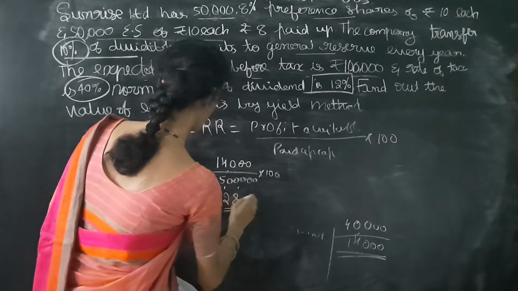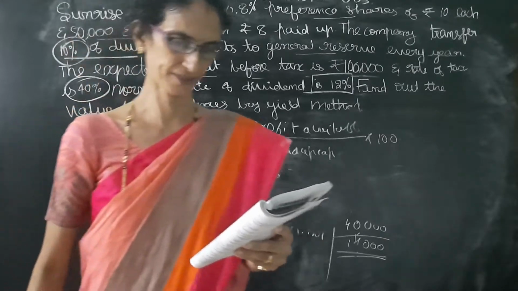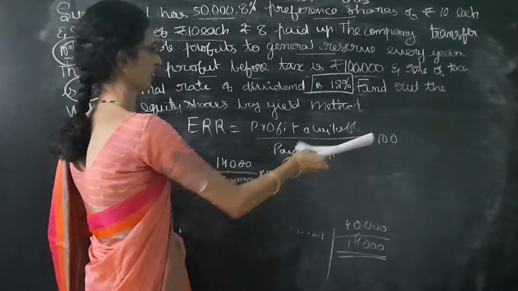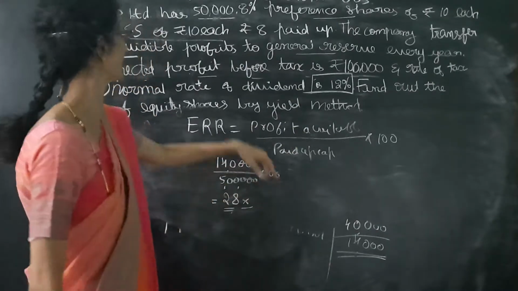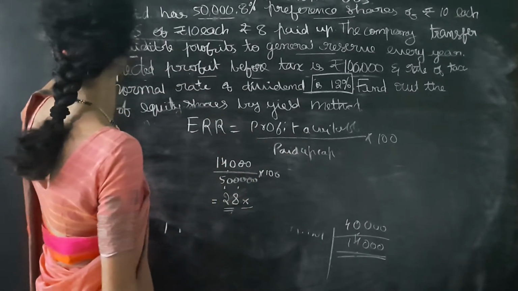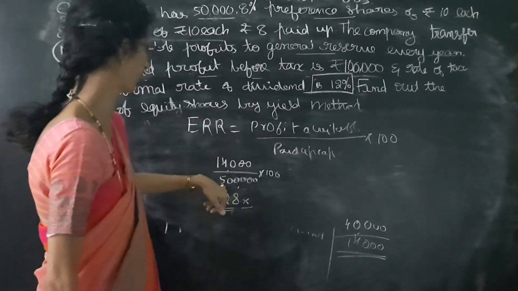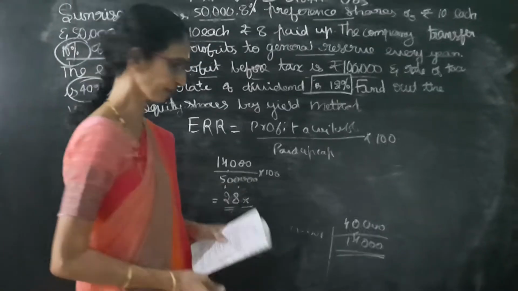It is not 2.8, it is 28%. So profit available to shareholders divided by paid up capital. Paid up capital is 50,000 shares of rupees 10 each, so 5 lakh. So we get 28%.